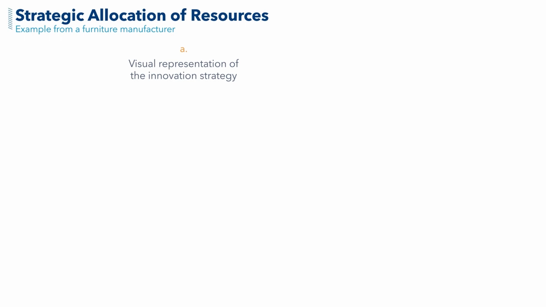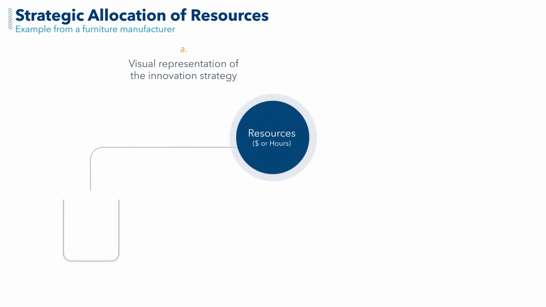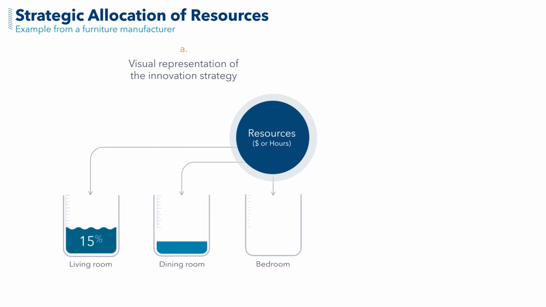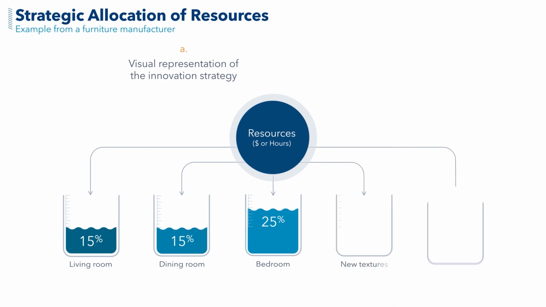This is an example from a furniture manufacturer who is competing against IKEA. They have 5 strategic arenas. 3 focusing on products for the living room, dining room, and bedroom. In comparison, they have 2 technology arenas, new textures, and mechanisms. It is uncommon to see an allocation that overweighs technology instead of project strategic arenas. However, this manufacturer has launched several new products in the past years and is now focusing on developing new technological platforms that will be integrated in future products.